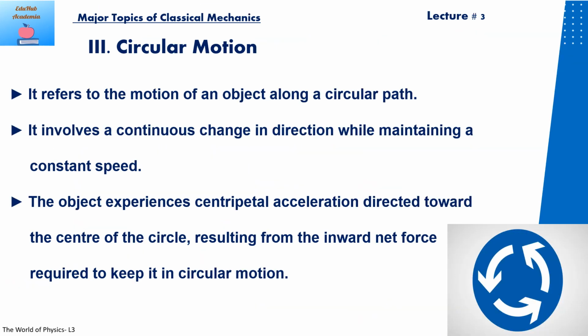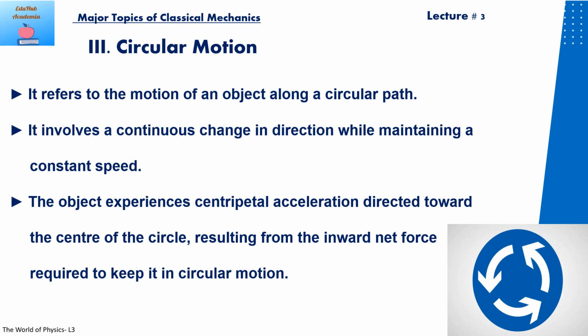Now we come to circular motion. And of course, you can simply say it's the motion of an object along a circular path. It involves the continuous change in direction without any change in the speed. You simply change your direction to stay in a circular orbit or motion.